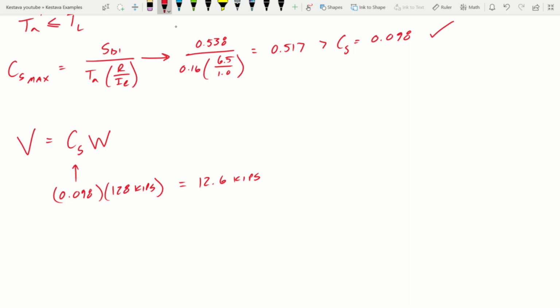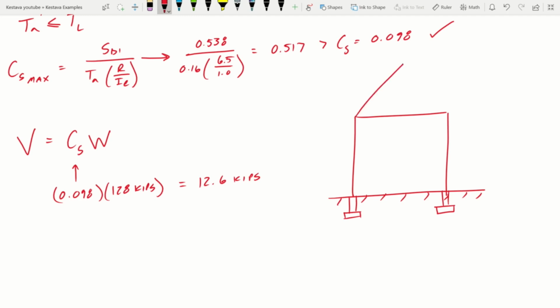And what that force is, so if we draw our structure again, that being the ground or the foundation, let's say that's the foundation. You have your foundation here, and you have your roof. That is the force in shear that's acting at the top of your foundation of your structure due to seismic lateral forces. So that is 12.6 kips.